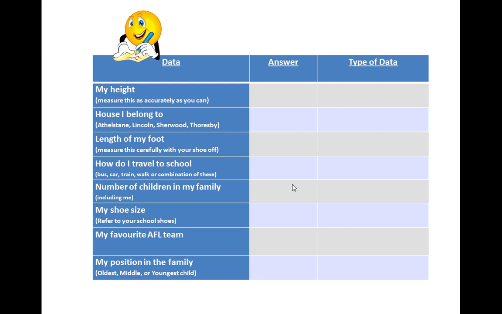Okay, so hopefully you filled in those 8 answers without too many dramas, and as I said, for now we are leaving the types of data blank because we're going to go on and find out a little bit about the types of data in the next slide.